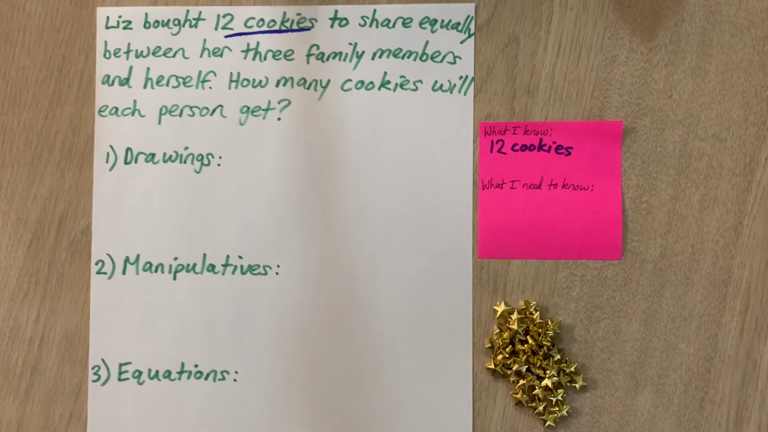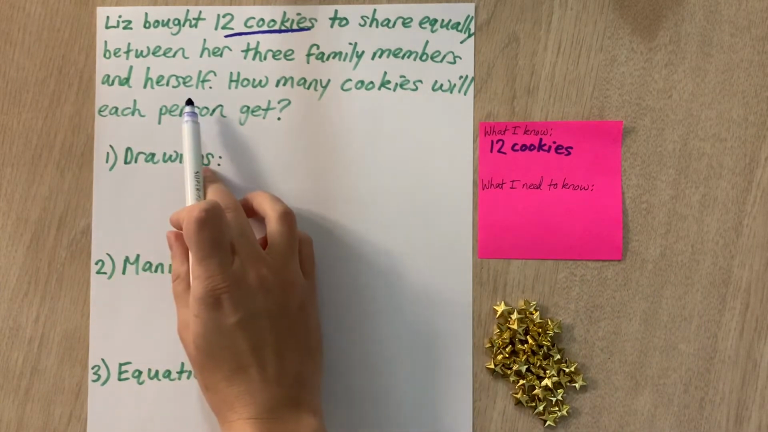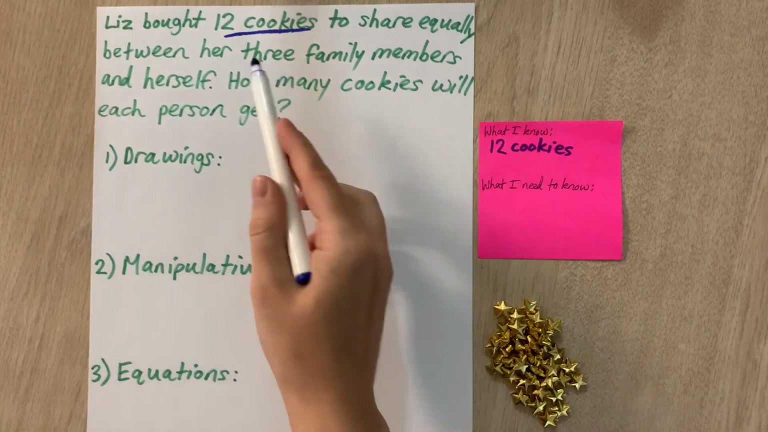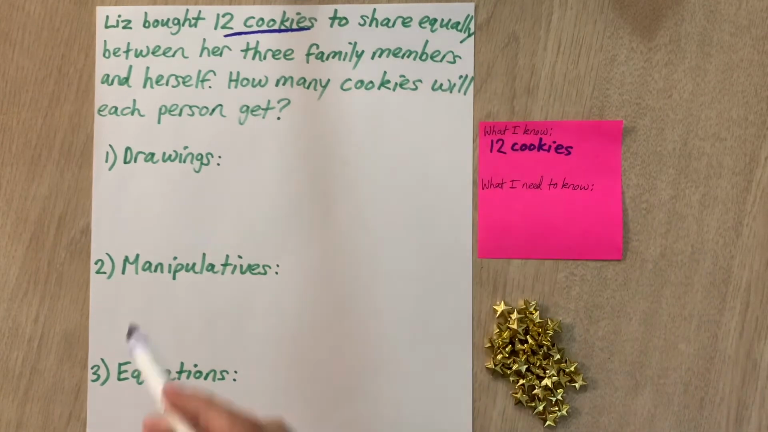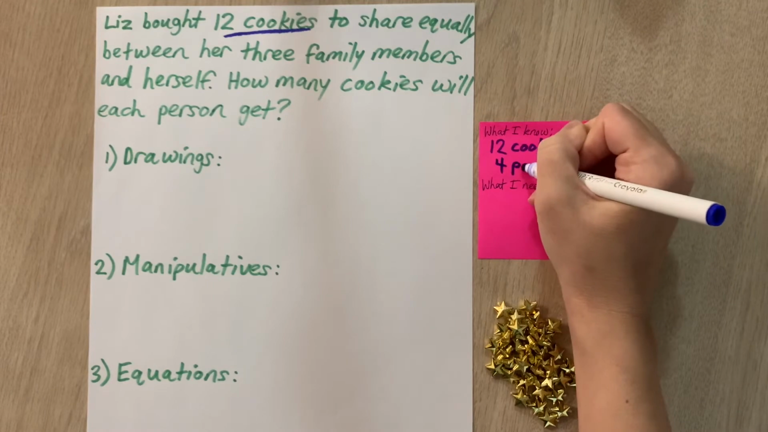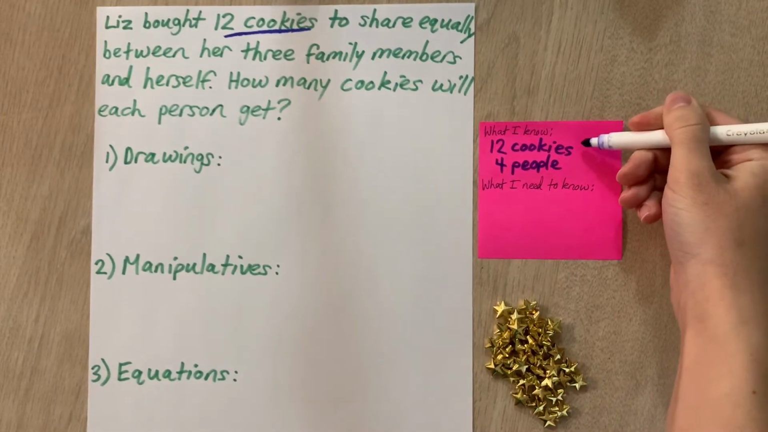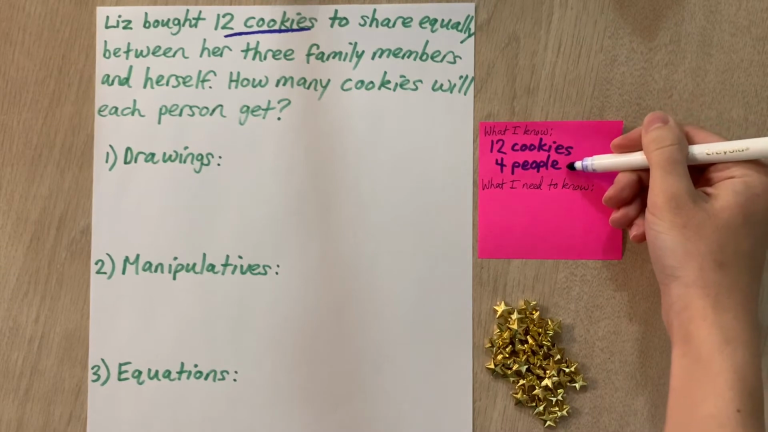Now we also know that she is going to split these 12 cookies between some people. And it's important to know how many people she's going to split it between. It says between her 3 family members and herself. So that's going to be a total of 4 people: 3 family members plus herself. So 3 plus 1 is 4. We're going to write 4 people underneath the 12 cookies. So again, there's 12 cookies, and she needs to split them among 4 people.